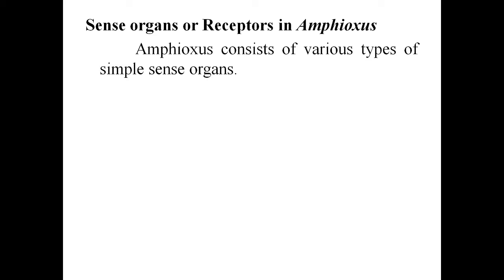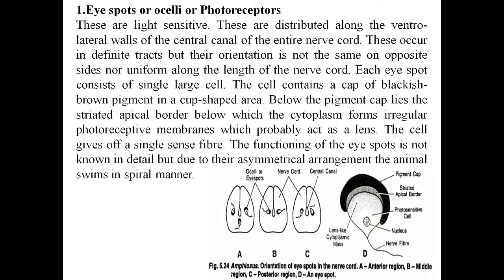Hello everyone. Today we will discuss the sense organs or receptors in Amphioxus. Amphioxus consists of various types of simple sense organs. Among them, the first is the photoreceptors, which are called eye spots or ocelli.